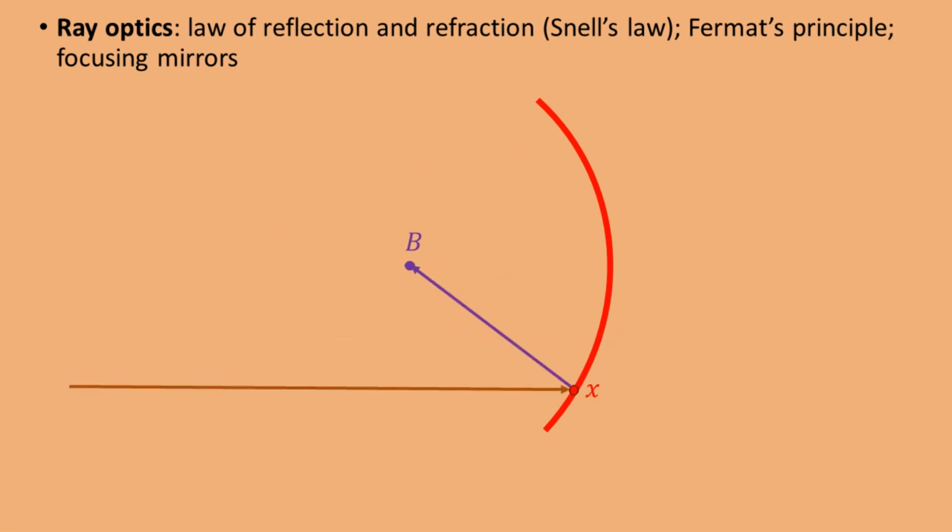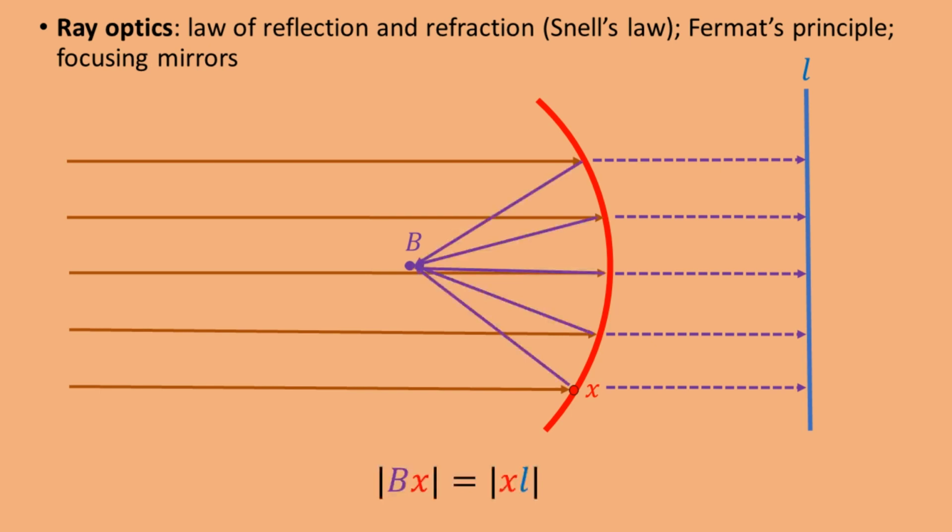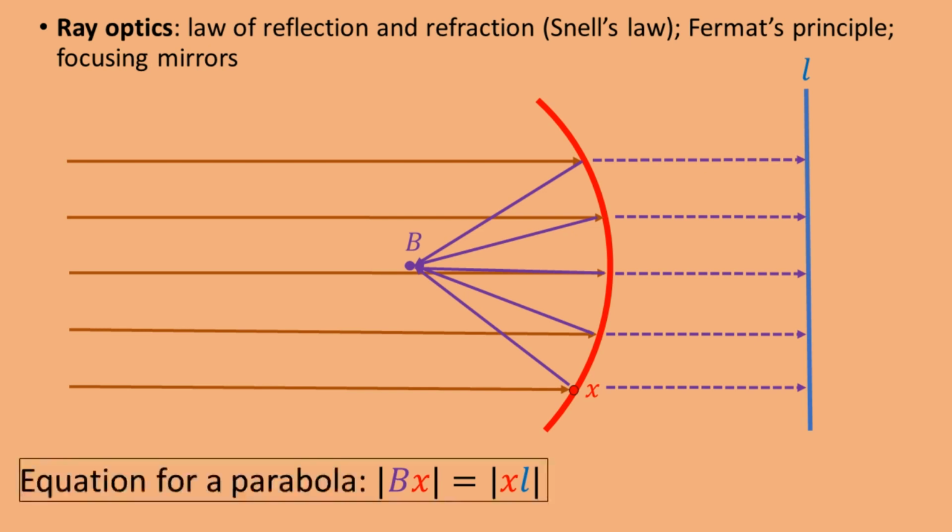Since the bundle consists of rays going parallel to each other, we know that for any line L perpendicular to the bundle, all rays have the same phase when they pass through that line. Since we want all the rays that travel via point X to point B also to have the same phase, we can require that the distance from B to X should be the same as the distance from point X to line L. This equation describes a parabola, so we find that if we want to focus a parallel bundle of rays into a single focal point, we require a parabolic mirror.